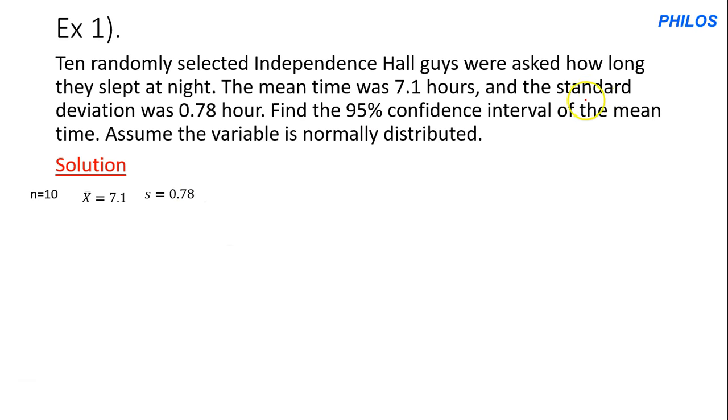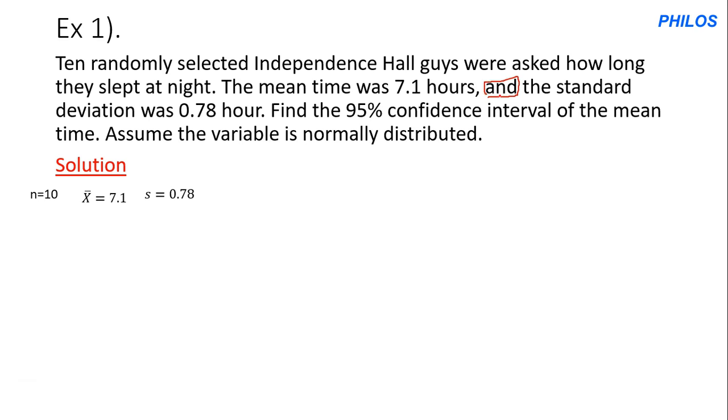Now, how do I know whether the standard deviation given in the question is a sample standard deviation or a population standard deviation? It is about reading the question carefully. The question says, 10 randomly selected Independence Hall guys were asked how long they slept at night. So you asked 10 samples, and that sample gave you a mean. They said the mean time was 7.1 hours. So this mean is referring to the mean of the sample of 10. Now when you look at this word, and this is a conjunction.